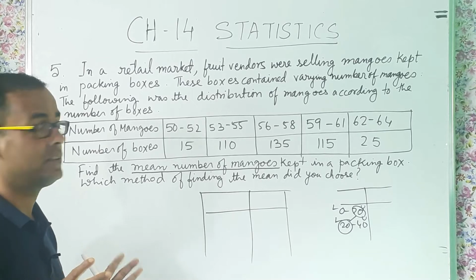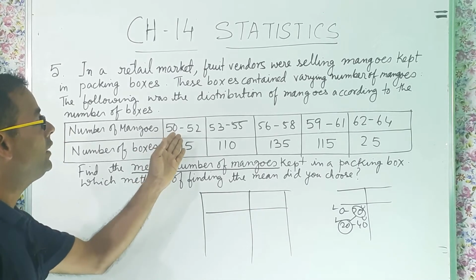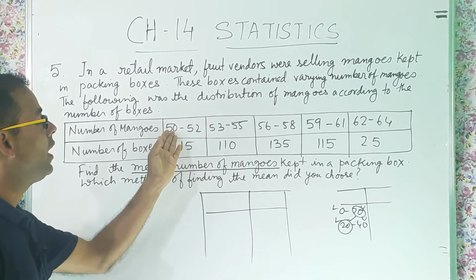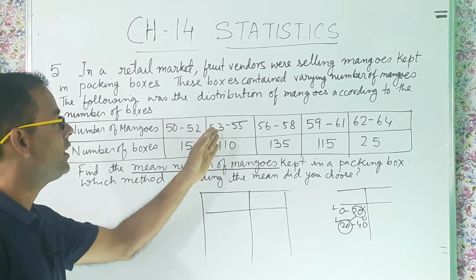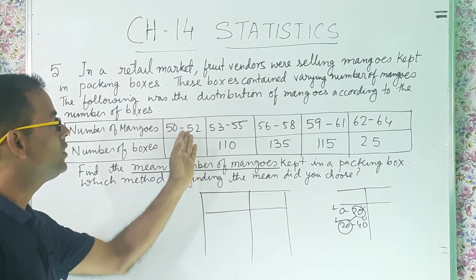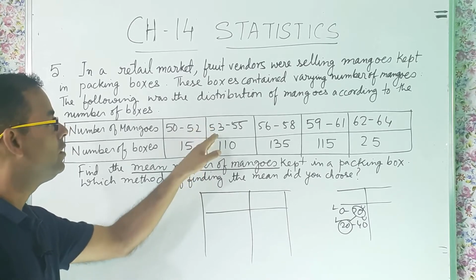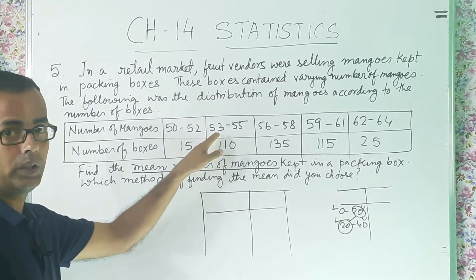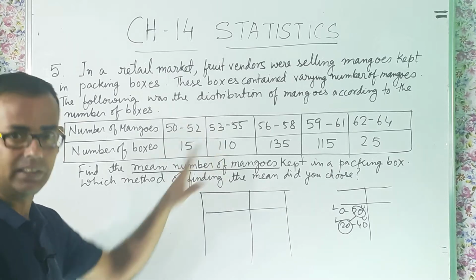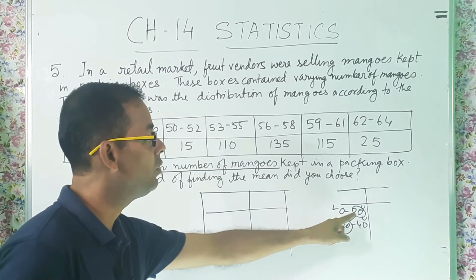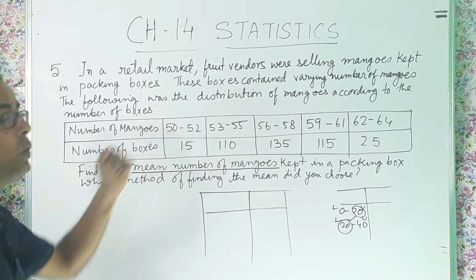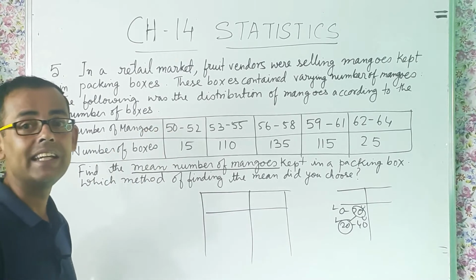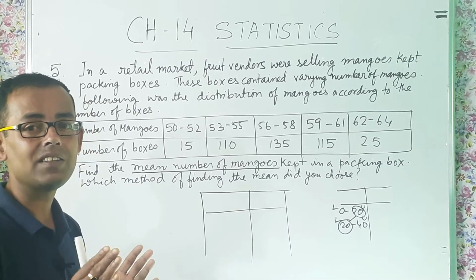Why is there a difference? Here the class interval lower is 50, upper is 52. Again the next class interval is 53. So 52 is the upper, 53 is the lower. So there is no link. But in the previous sum there was a link. So when there is no link, it is known as inclusive class interval.